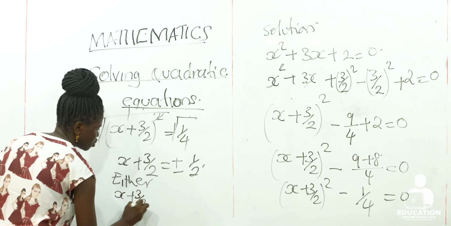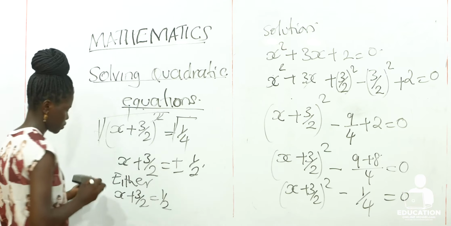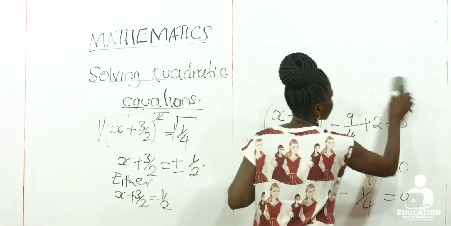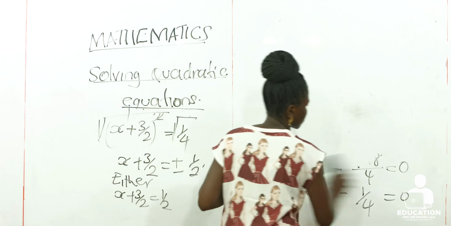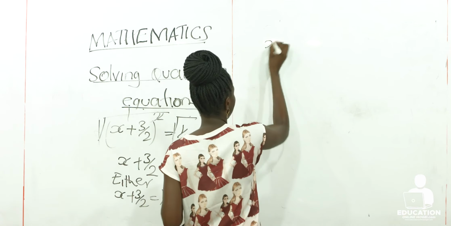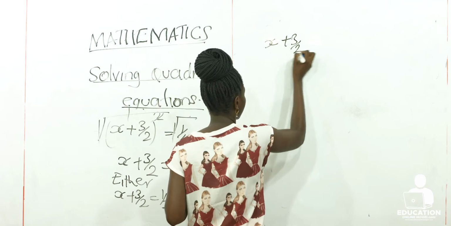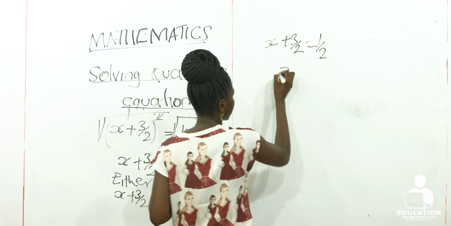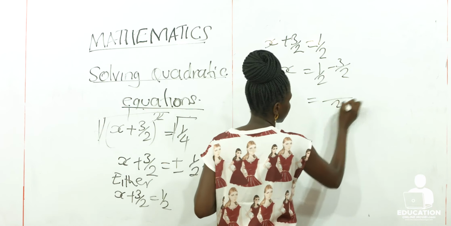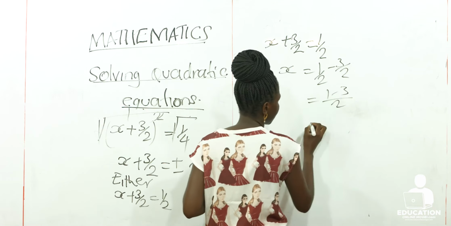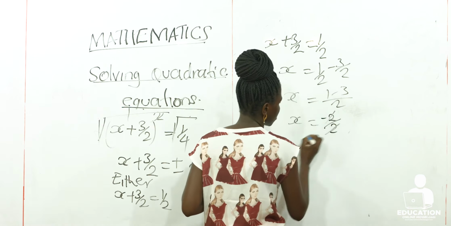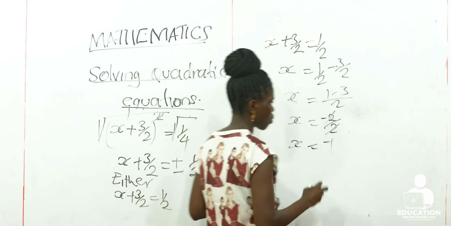x plus 3 over 2 is equal to positive a half, so we shall have here x plus 3 out of 2 is equal to a half. This will be x is equal to a half minus 3 over 2. The LCM is 2, so we shall have 1 minus 3. And our x final will be negative 2 over 2 to give us our value of x as negative 1.